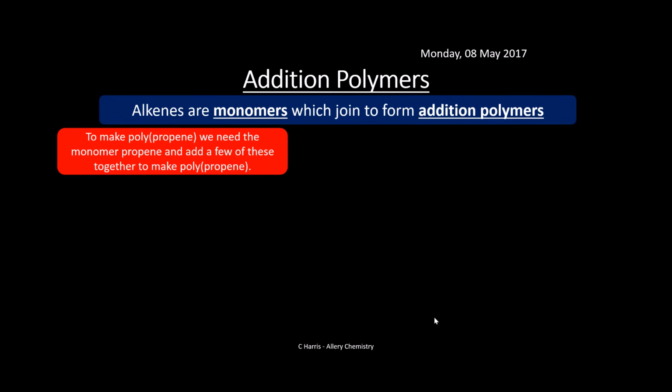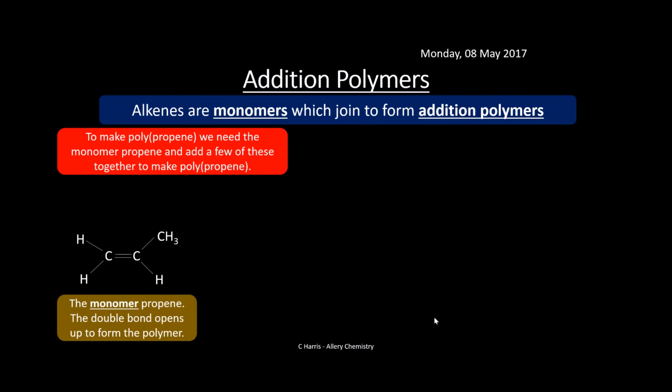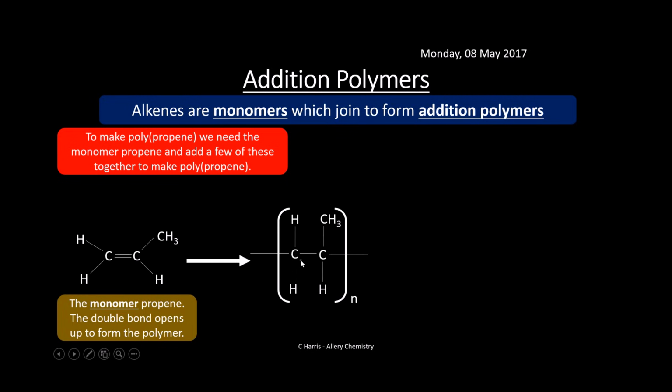So let's have a look. To make your polypropene, which is the type of plastic we've seen before, we need a monomer, propene, and we need to add a few of these together and we make polypropene. So there's propene. I've drawn it so we can see the C double bond C. Basically what happens when we join these together, the double bond opens up and we form our polymer. Now there's a few things to notice here as well. The n bit means that we've got a lot of repeat units, so that's quite important because this is our repeat unit, this bit here. This is your alkene being expanded.